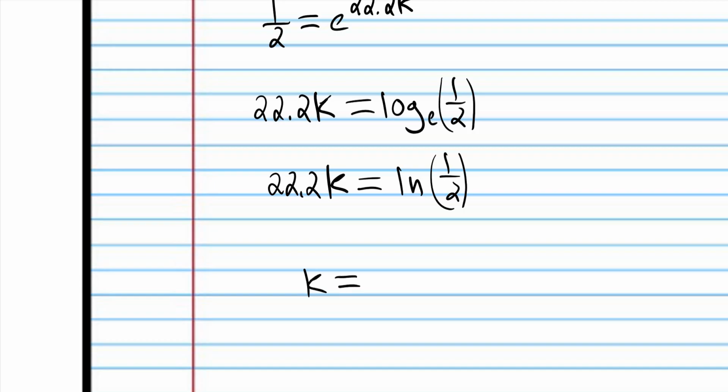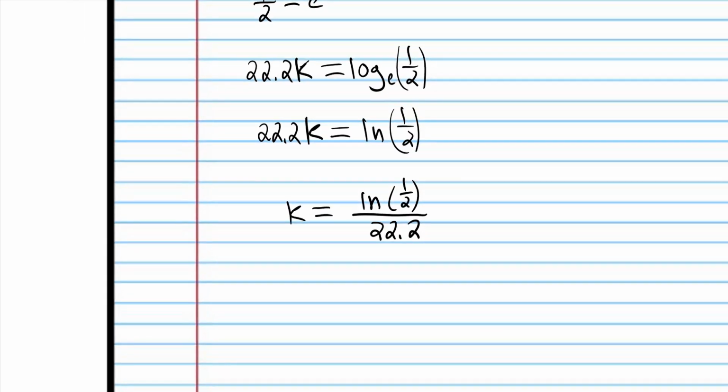So now we can divide both sides of the equation by 22.2, and we're going to need our calculators for this. So you want to press ln, and then you can just enter 0.5 for 1/2. Enter.